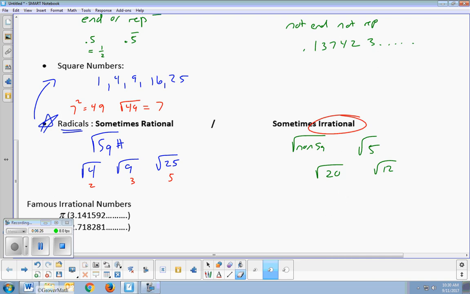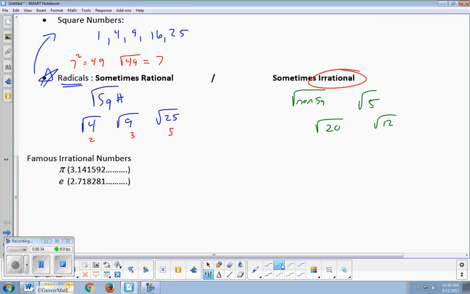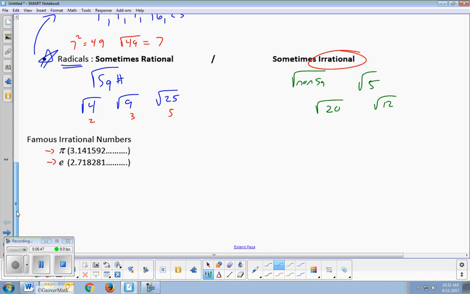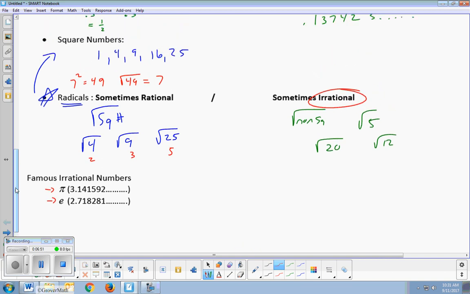But they're irrational because they're not square. There are some other famous irrational numbers you've probably heard of before. The one I'm sure you all know is pi. 3.14159 and a bunch of other random numbers. We see this a lot in circles and stuff like that. E is another one, which you'll learn more about in Algebra 2. We see it a lot in finance. It's called Euler's number. But those are famous irrational numbers.